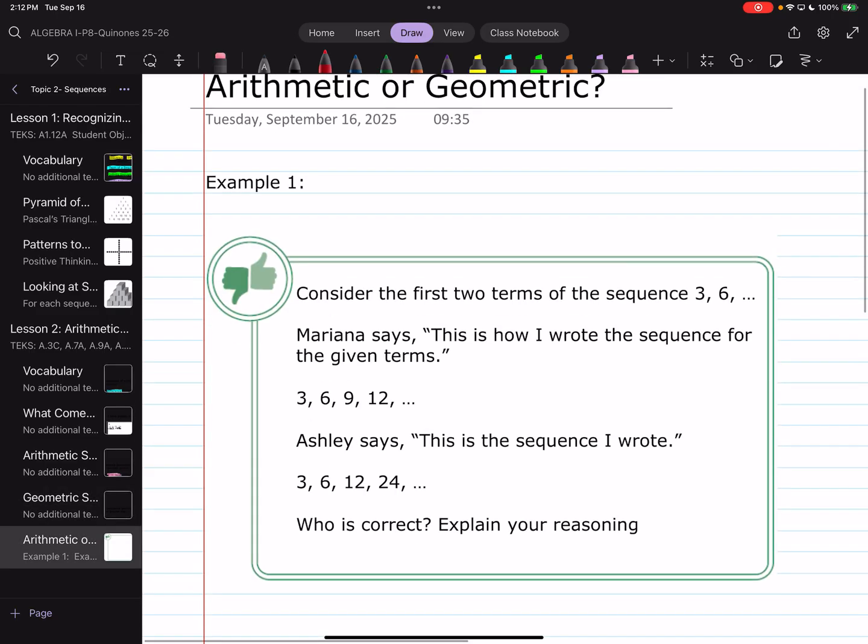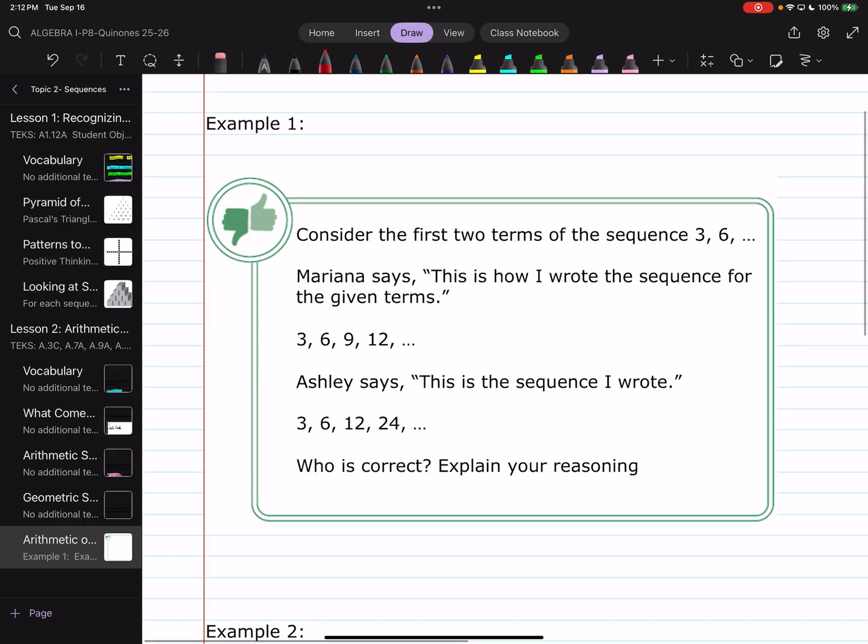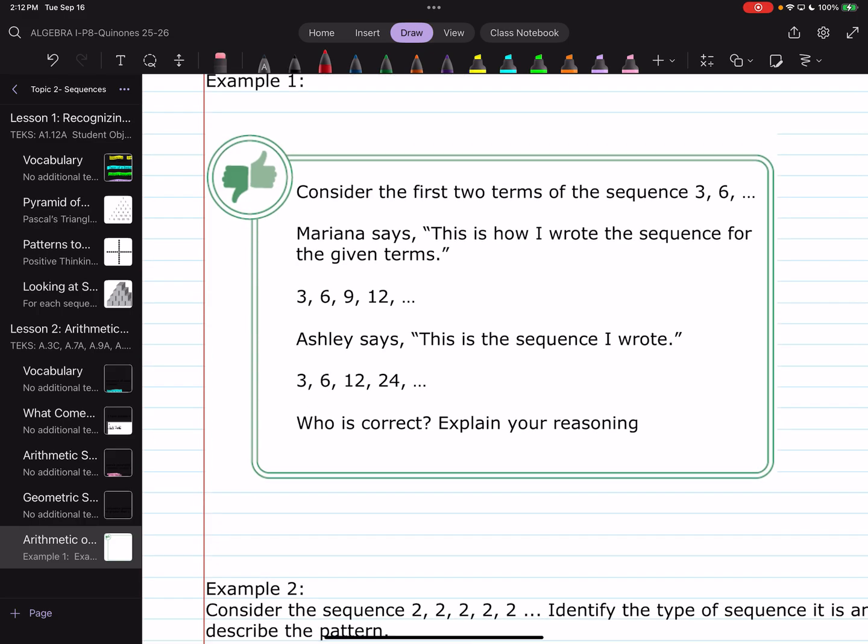G. Real quick, everybody, as you are packing up, think about this. Mariana and Ashley are disagreeing, right? One of them is saying that if the first two terms are 3 and 6, she wrote it like this. Ashley wrote it like that. Who's right? Well, it depends on if it's arithmetic or if it's geometric, right? Because are they both right? Yes, they're both right. Absolutely.